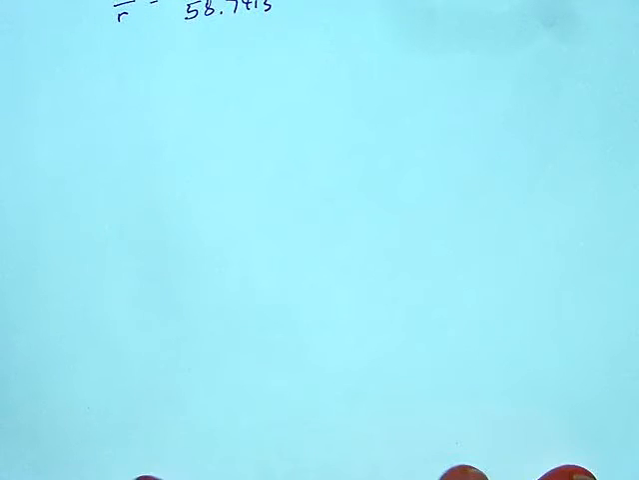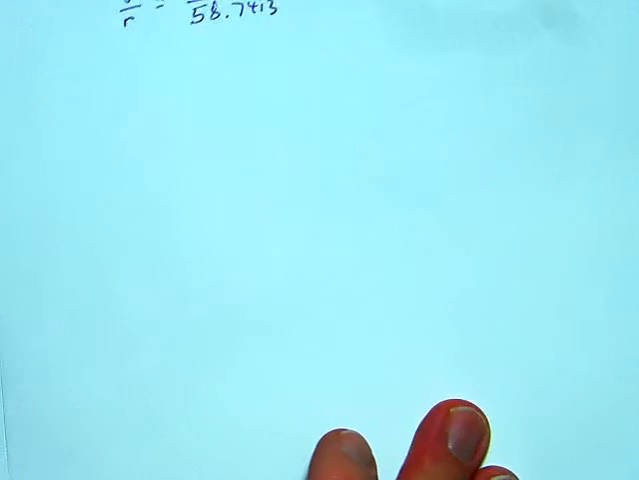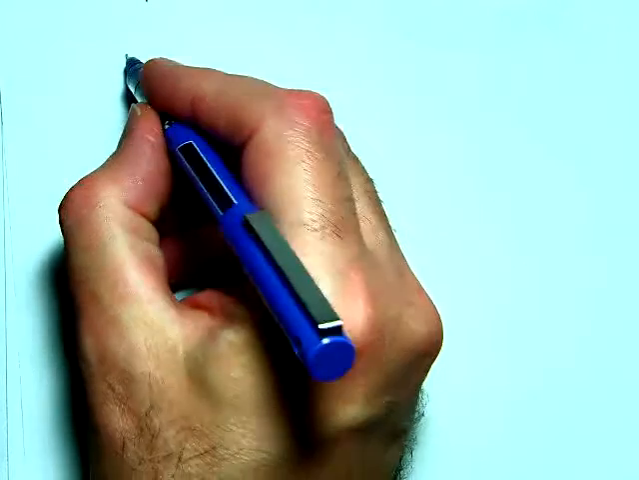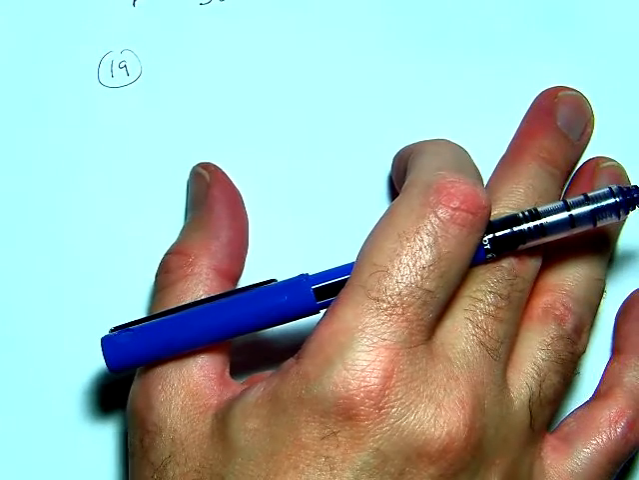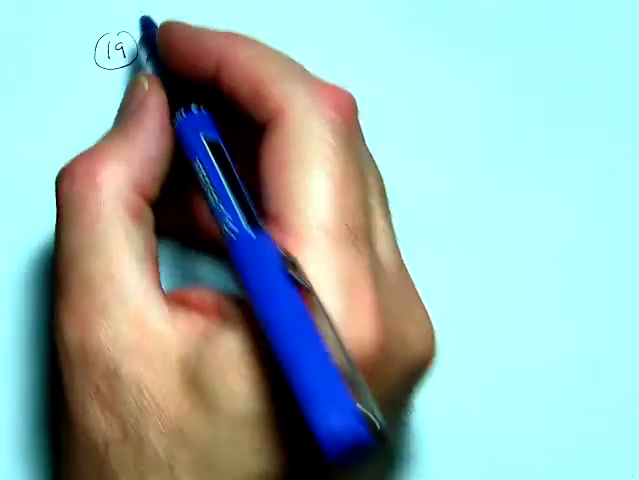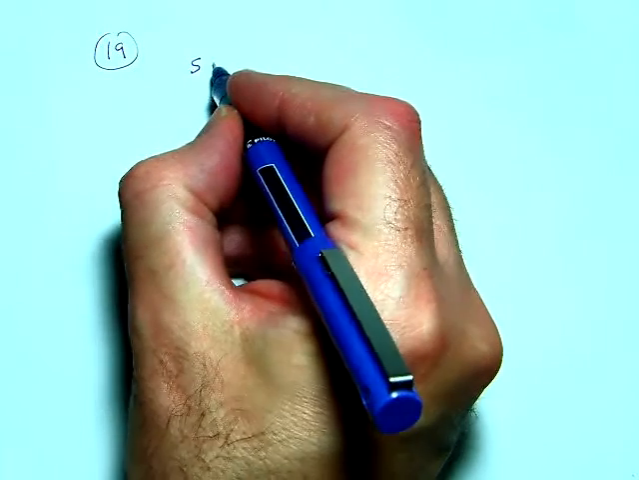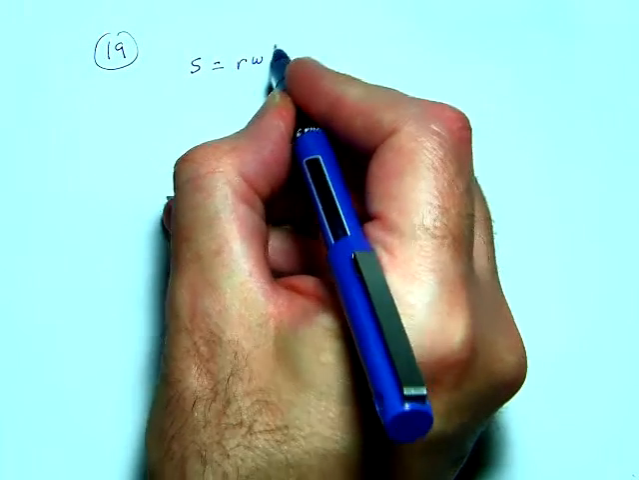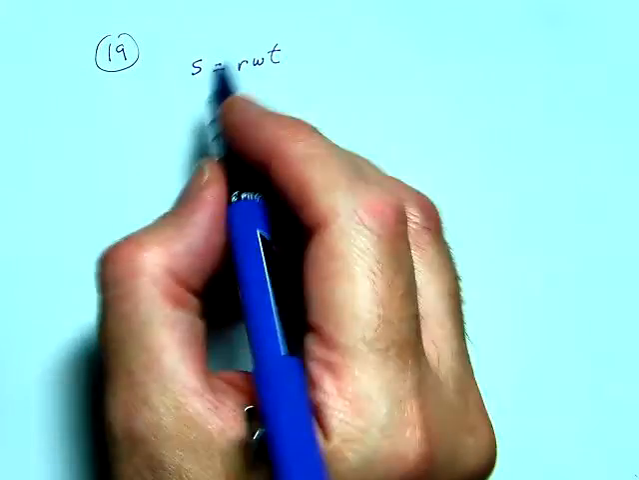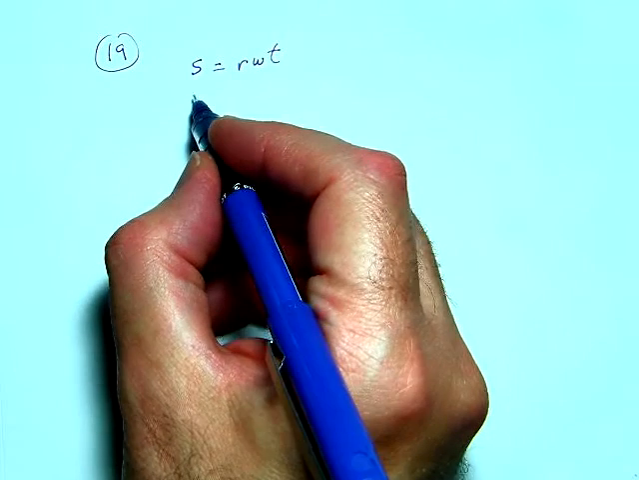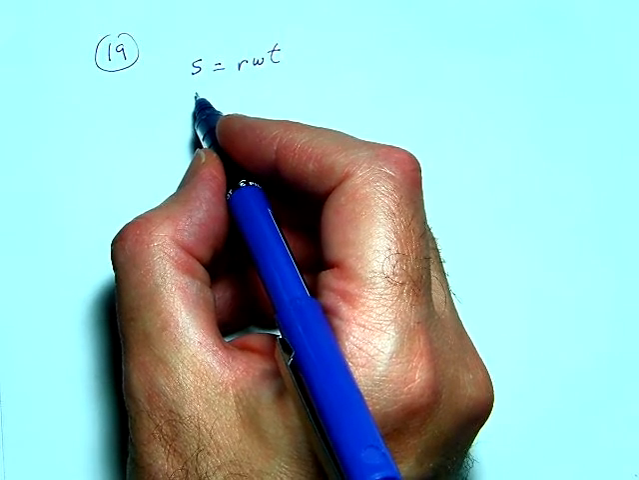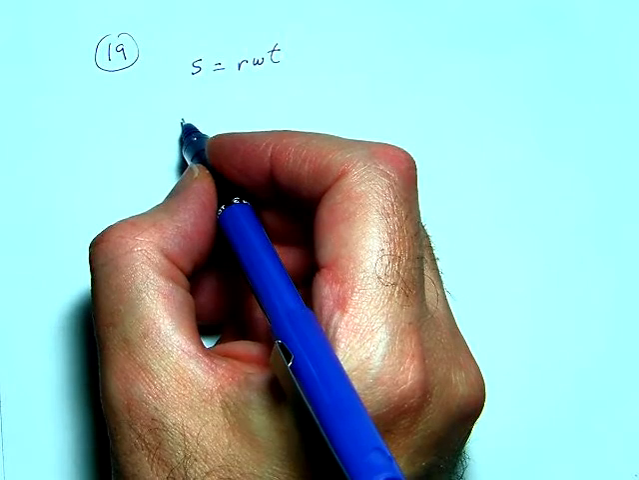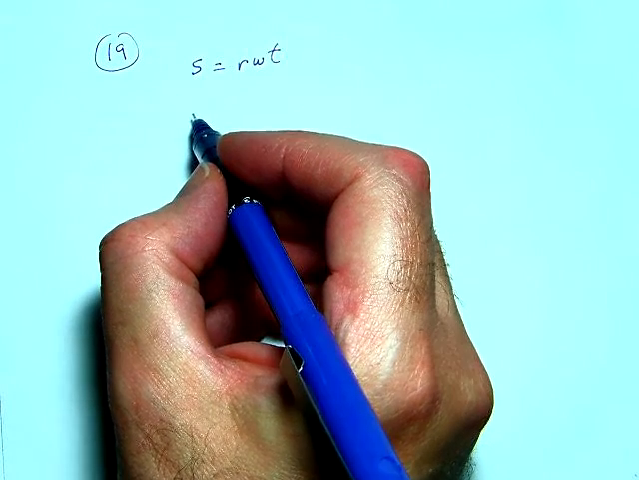So now we're moving to problem 19. And again, we have a formula. We've got to use it to solve for the value of the missing variable. Let's take a look at our formula. It is S equals R omega times T. What does this mean? Well, S is the amount of distance moved. Okay, so that is how far a point has moved around the circle.